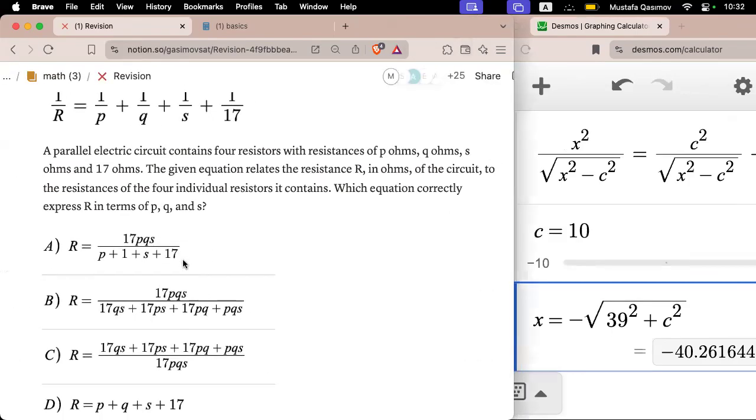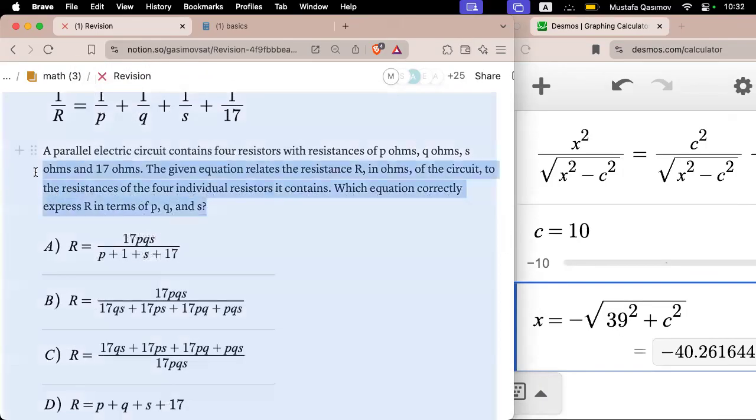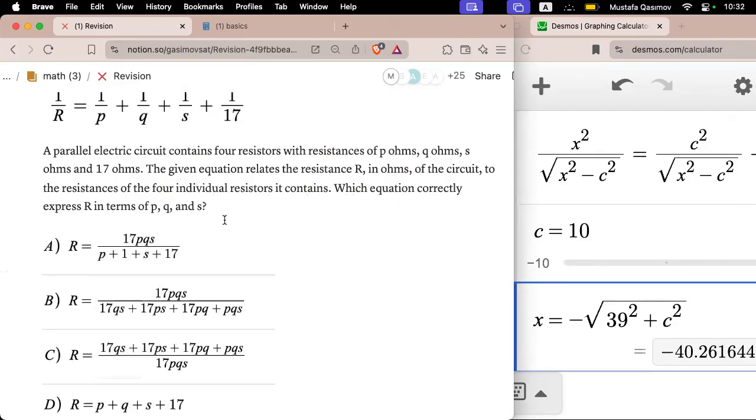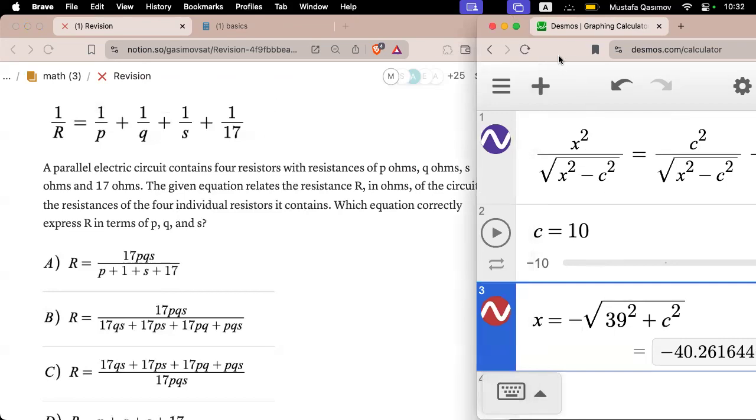Okay, in this type of question, always you must look what it asks from you. You don't need to read this part. This is not important, okay? This part is not important. It asks about R, so we have to find R from this equation.